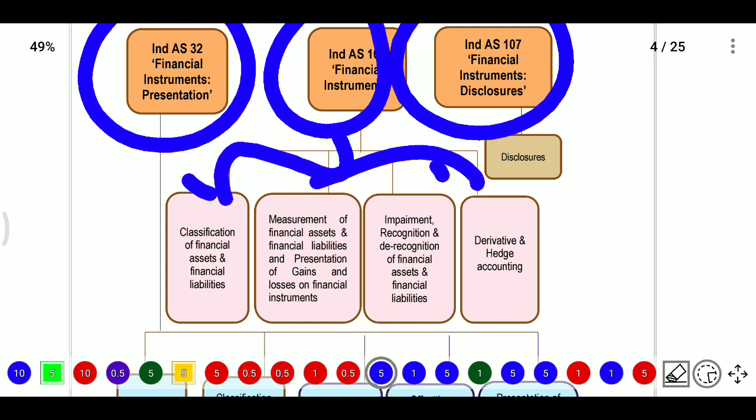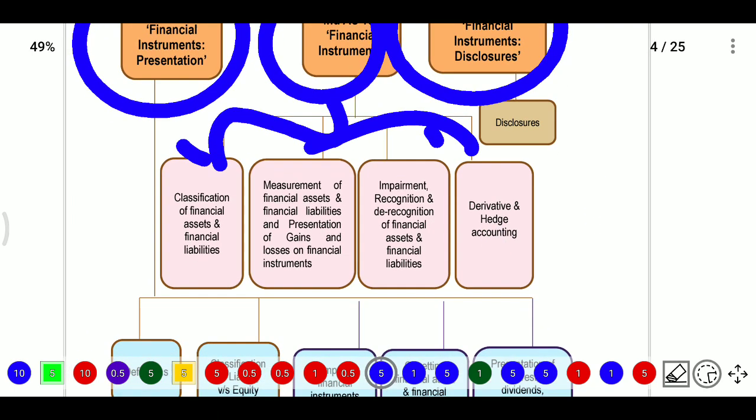One is classification of financial assets and financial liabilities. We need to know what a financial asset is and what financial liabilities are. Next we will see how to measure these financial assets and financial liabilities, presentation of gain or loss in financial instruments, impairments, and recognition and de-recognition of financial assets and financial liabilities. After that we will discuss derivatives and hedge accounting.